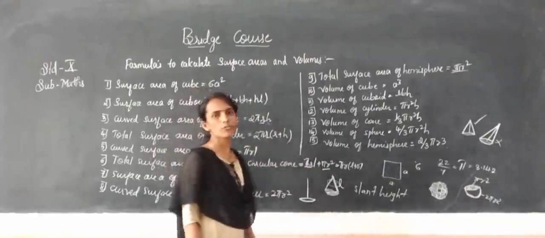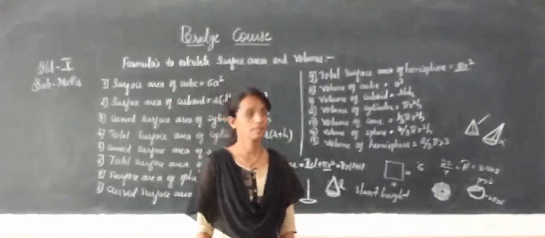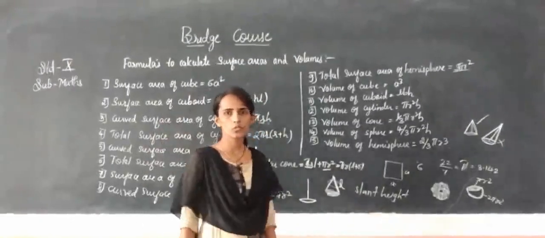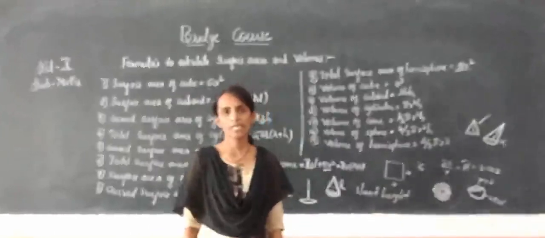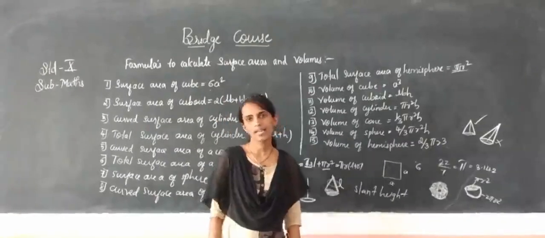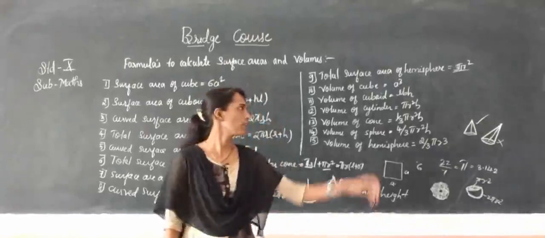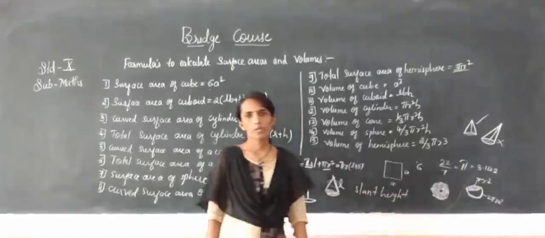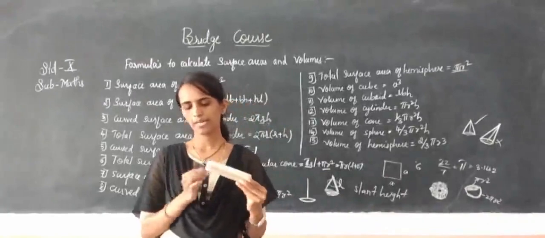So next we come to the volumes. Volumes means how much space it occupies. So volume of the cube. What are the 3-dimensional figures? It has base, length and height, breadth, length and height. So the volume of the cube is a cube. Volume of the cuboid is length, breadth and height.